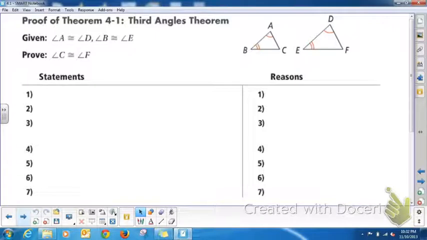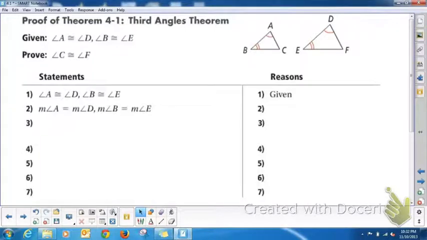Let's prove the third angles theorem. Remember, when you're proving a theorem, you can't use the theorem. Theorems are rules that we can easily prove based on things we already know. So we're given that angle A is congruent to angle D and angle B is congruent to angle E. We need to prove that angle C is congruent to angle F. So our first step of this proof would be that angle A is congruent to angle D, angle B is congruent to angle E, because that was given. The next step would mean that their measures are equal, because that's the definition of congruent angles.